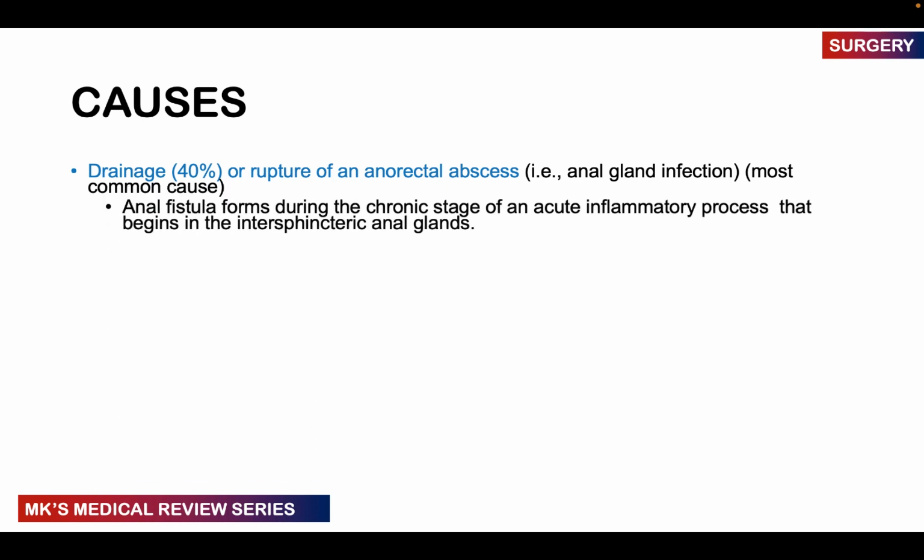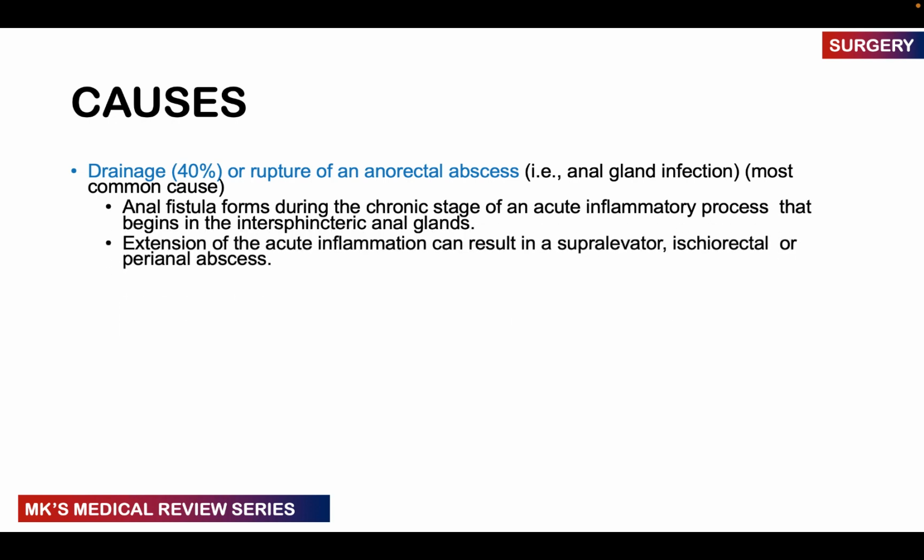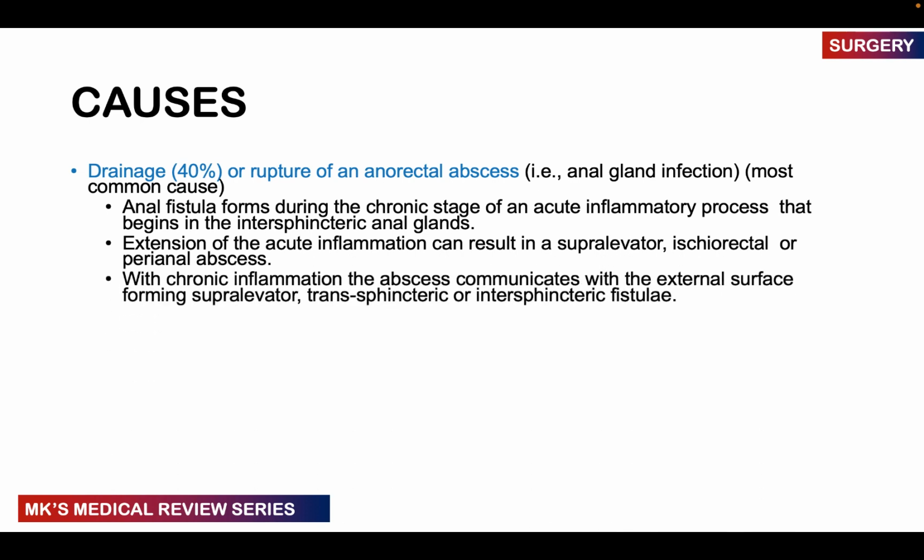And remember that the anal fistula is going to be forming during the chronic stage of an acute inflammatory process that begins in the intersphincteric anal glands. This can eventually extend and result in a supralevator, an ischiorectal or perianal abscess. Remember also that with this chronic inflammation, the abscess communicates with the external surface, forming a supralevator, a transsphincteric, or sometimes an intersphincteric fistula. It may also be due to Crohn's disease.